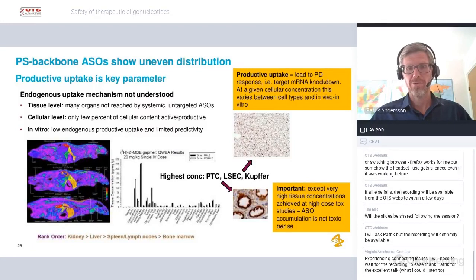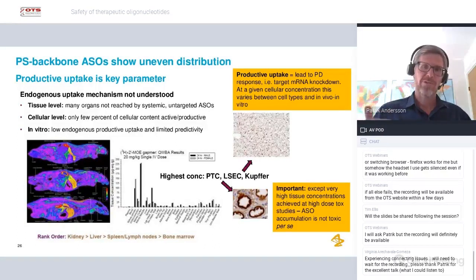However, if you have a sequence that is prone to induce toxicity, there will obviously be a dose-dependent relationship, in that a higher concentration of that toxic ASO in the tissue will lead to more toxicity. But the accumulation per se is not regarded as toxic.